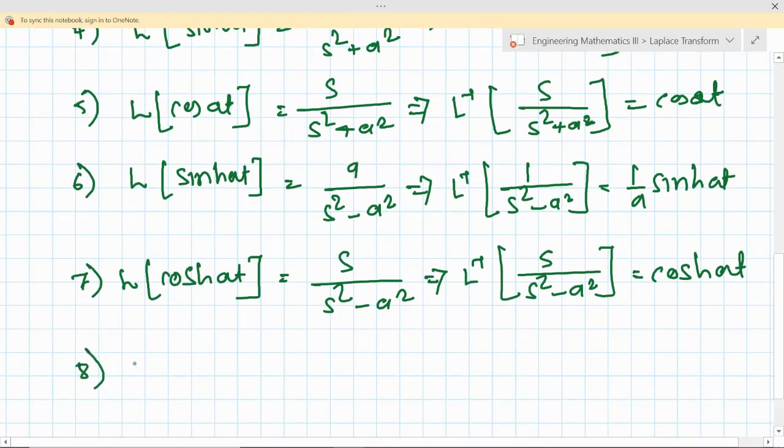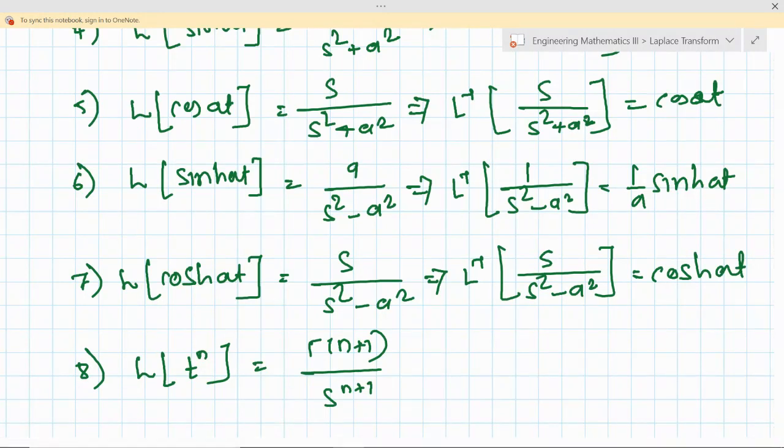The result is the Laplace of t raised to n. What is the Laplace of t raised to n? It is simply gamma n plus 1 divided by s raised to n plus 1, for n greater than minus 1. So if n is rational, we are basically using this.